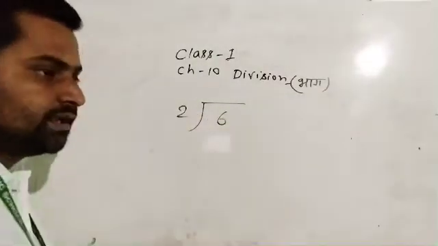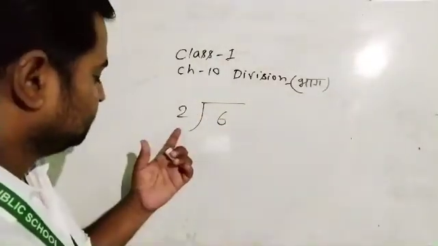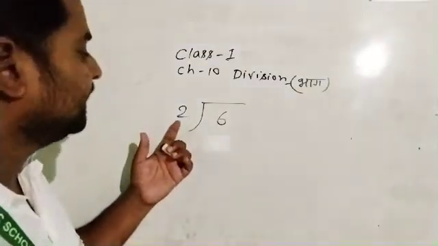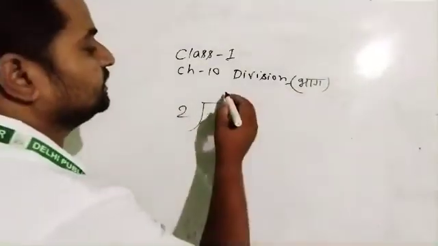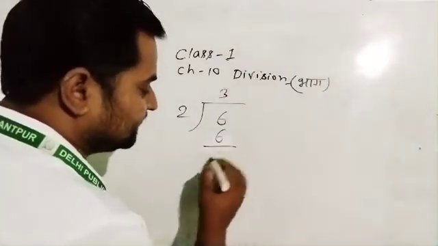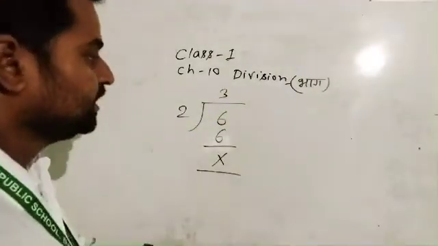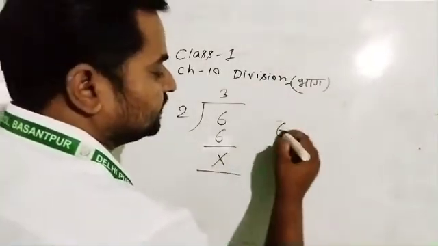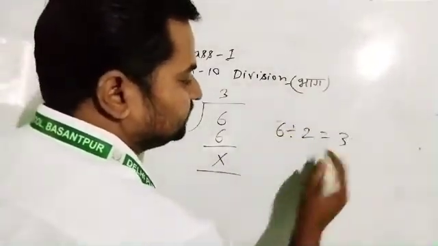Divide 6 by 2. Okay, first you read the table of 2. 2 1s are 2, 2 2s are 4 and 2 3s are 6. So students, you write 3 and write 6 and cross the line. So your answer is 3. You write 6 divided by 2 is equal to 3.